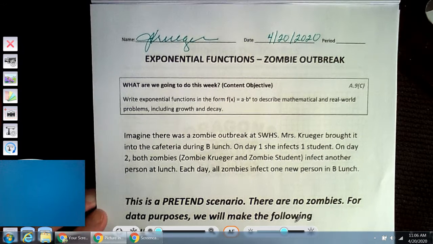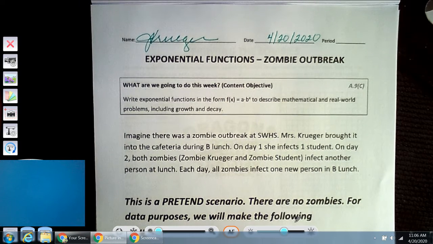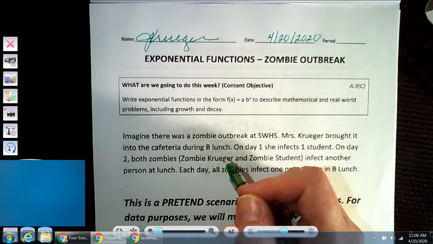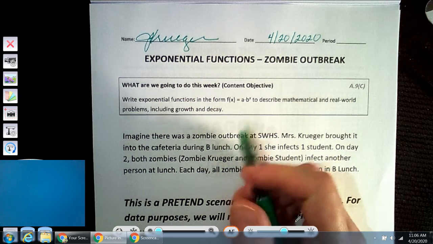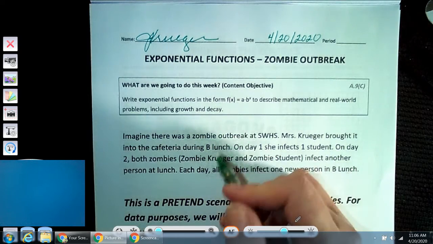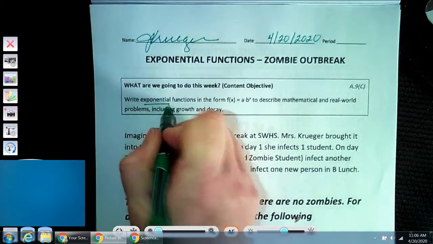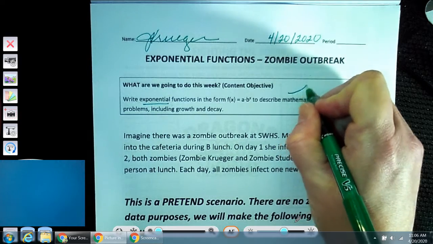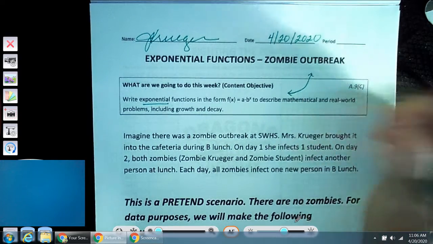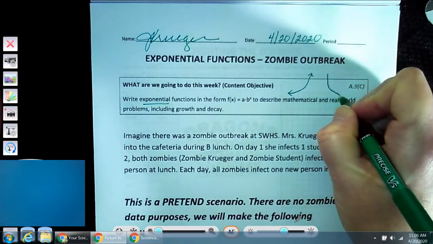This week we're going to talk about exponential functions. We've talked about linear functions, those are the ones that graph straight lines. We've talked about quadratic functions, those are the ones that give us the parabolas. We've talked about those the last couple of weeks. Today we're going to talk about exponential functions. Exponential functions give us a curve, sort of like this, or like this.